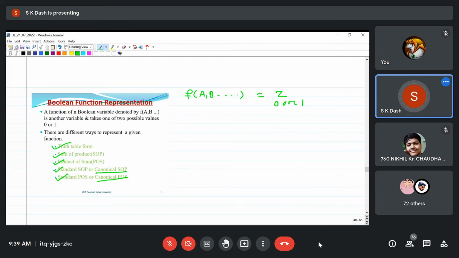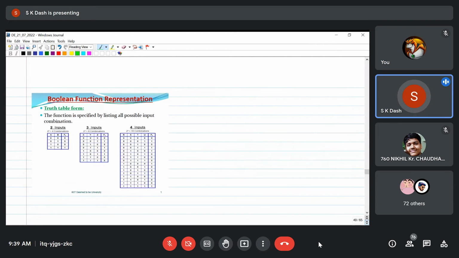Out of all this, we learned about truth table form previously. If we have two variables a, b, and I want to find this function a dot b, we learned how to represent it using truth table form. This will be 0, 0, 0, 1. So this is the first one, truth table form. A truth table is a table which has all possible input combinations and their corresponding outputs.